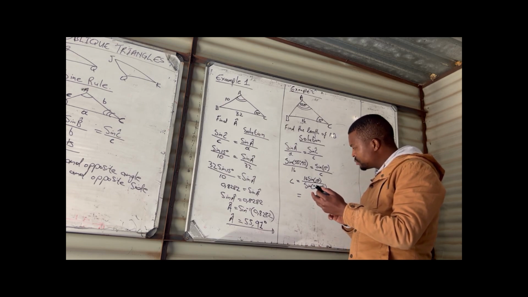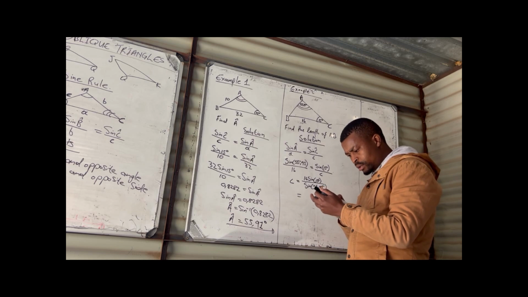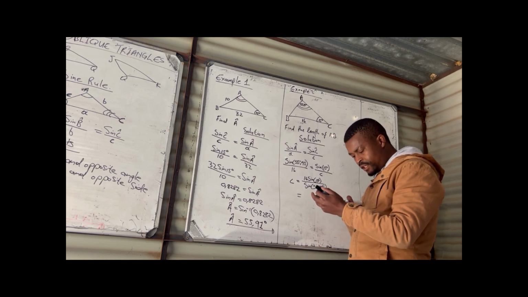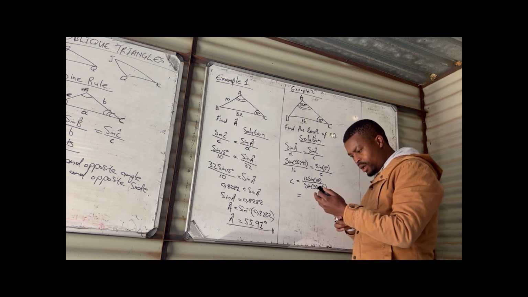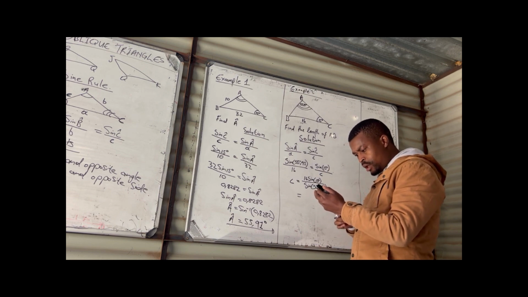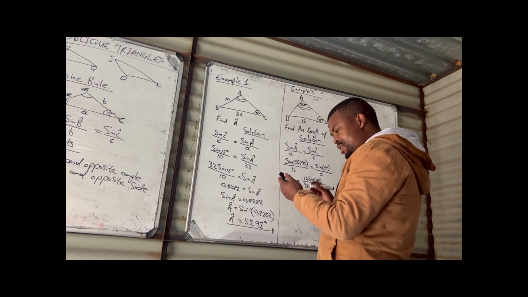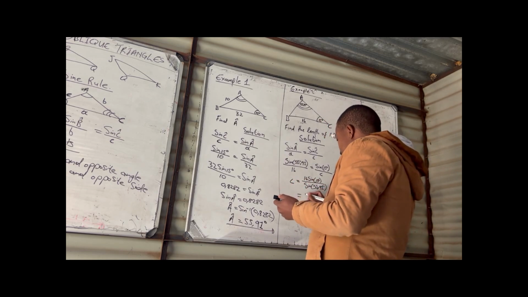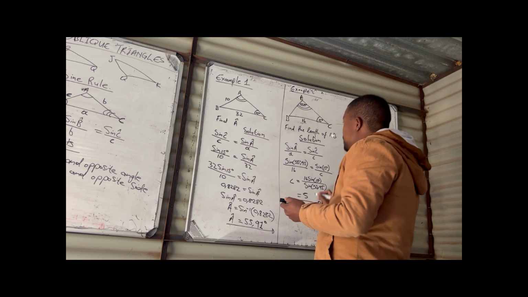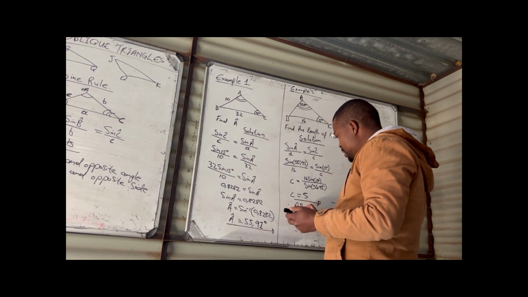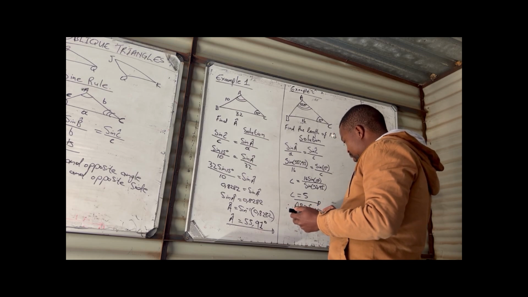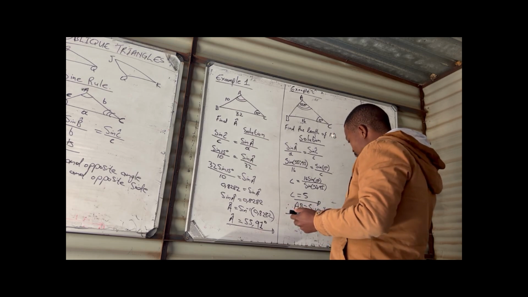Working that out, 16 sine 15 over sine 55.91 gives 5. So side AB is equal to 5 units. Therefore AB equals 5 units.